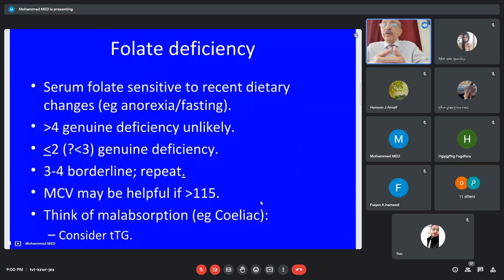Yes, folate deficiency. Again, I leave you a few seconds looking at this slide. Yeah, the last point, think of malabsorption, celiac disease. We have discussed this earlier. Next slide, please.